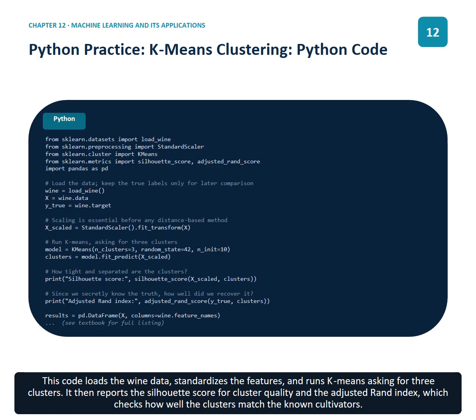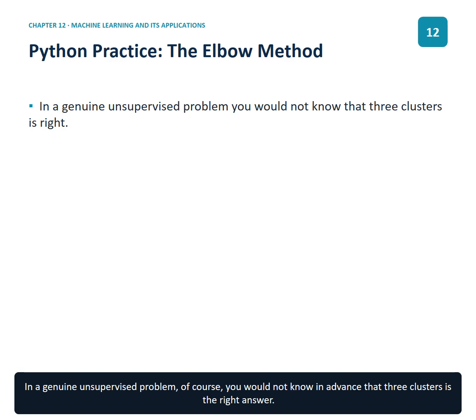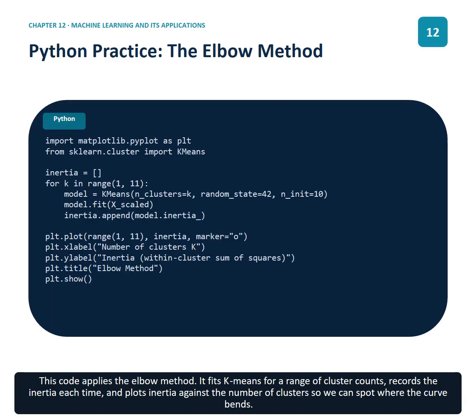It then reports the silhouette score for cluster quality and the adjusted Rand index, which checks how well the clusters match the known cultivators. In short, we standardize the 13 features, run k-means with 3 clusters, and report those 2 scores. In a genuine unsupervised problem, of course, you would not know in advance that 3 clusters is the right answer.